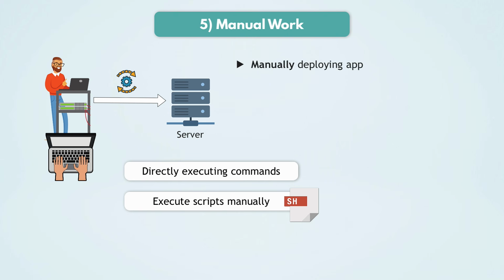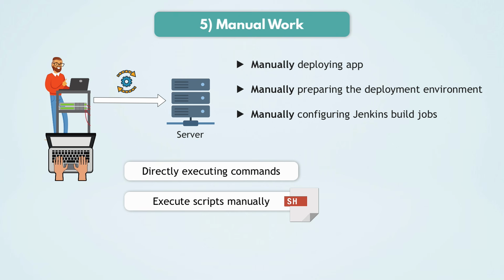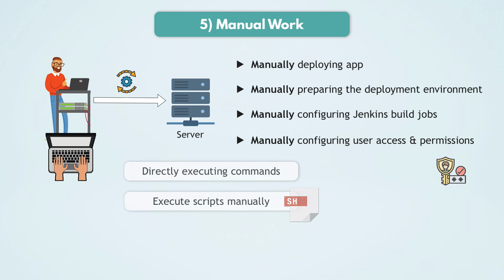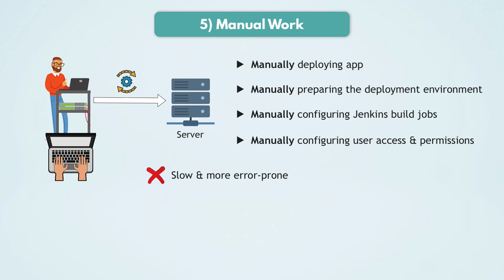So we're manually deploying the application, manually preparing the deployment environment, creating infrastructure, configuring servers, etc., manually configuring Jenkins jobs, for example, manually configuring access to the servers, to Jenkins build, to all the tools, etc. And this manual work is slow and more error prone because of human error.